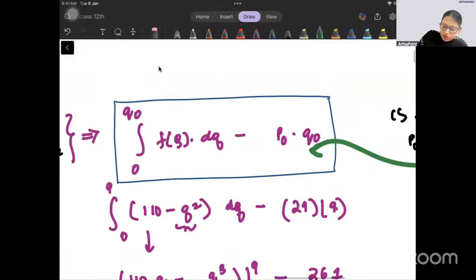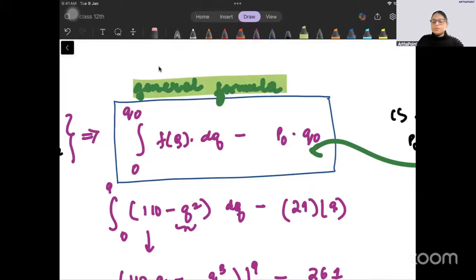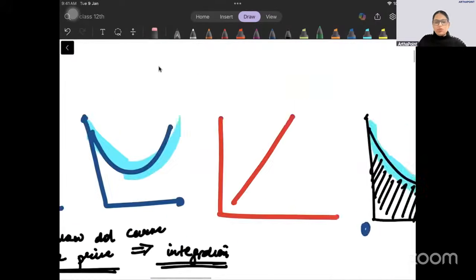Right? So this is the general formula of consumer surplus. Whether it is linear, quadratic, cubic, कुछ भी demand curve क्यों ना हो, you integrate the demand curve and subtract price into quantity. माने you subtract the rectangle जो नीचे बन रहा है. Clear? Okay, so I'll move on to the next question.